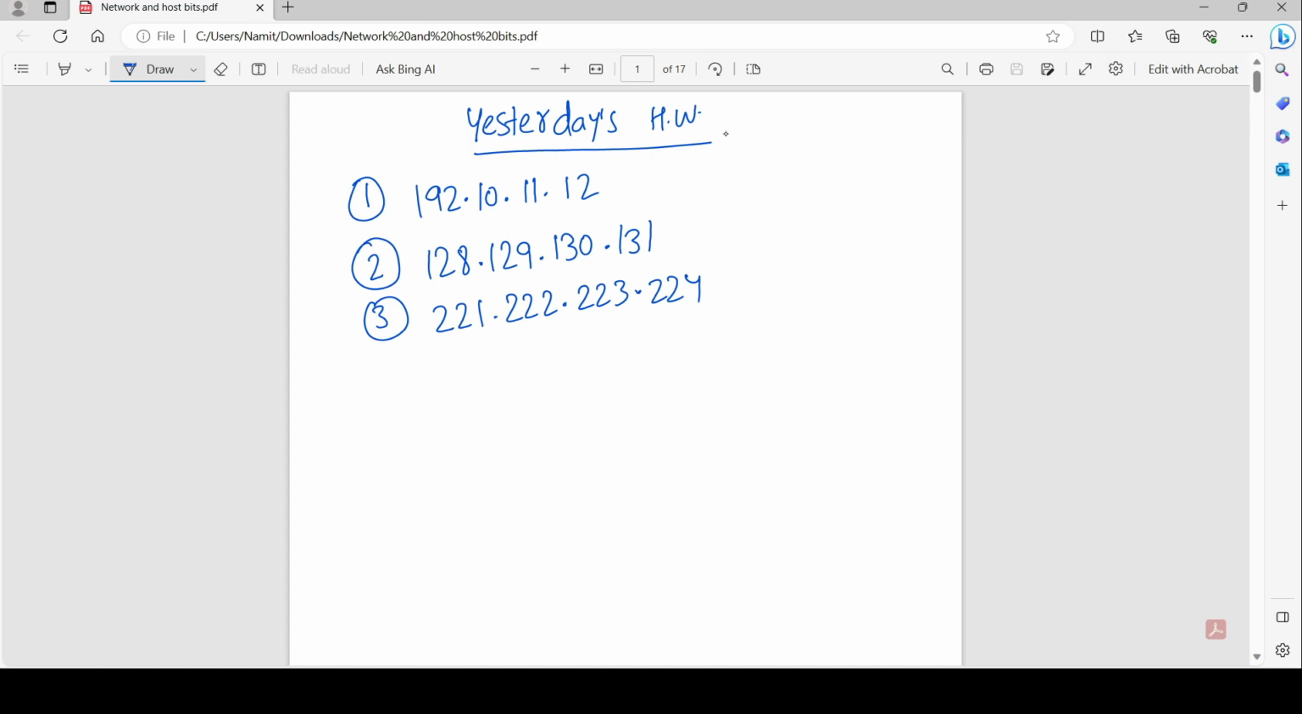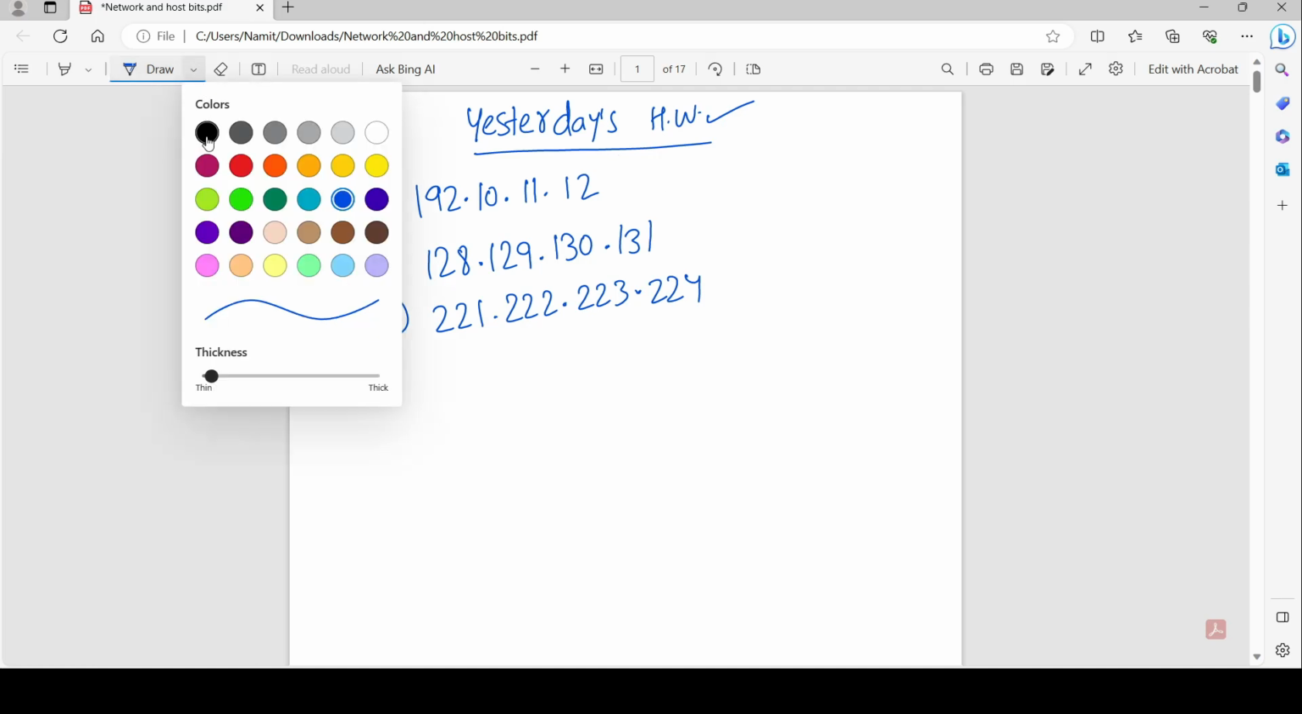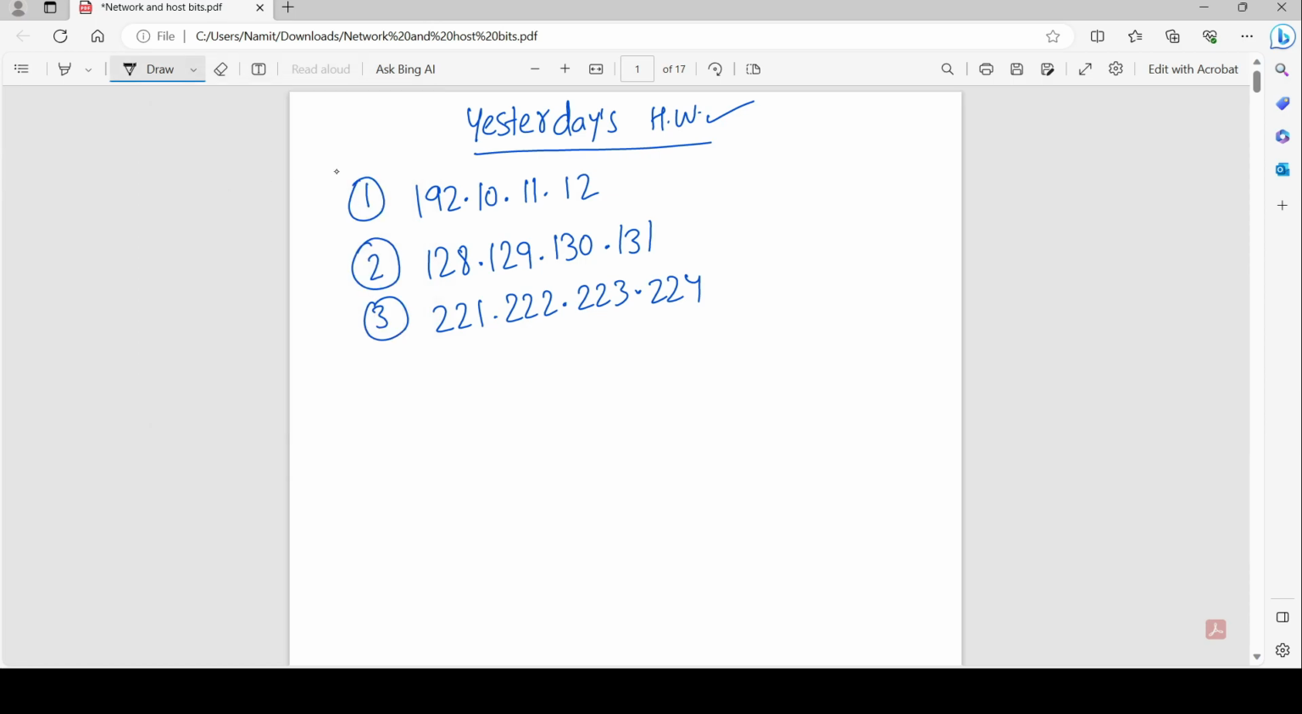In the previous class I gave you a few questions. This was yesterday's homework if I'm not wrong, and usually I remember whatever I have given. The question was that you are supposed to identify the class of all these IP addresses. If you have done it, that is well and good. If not, we are obviously going to discuss this.